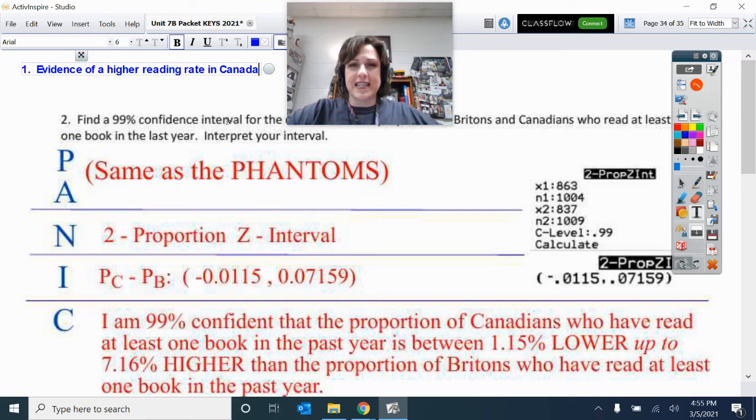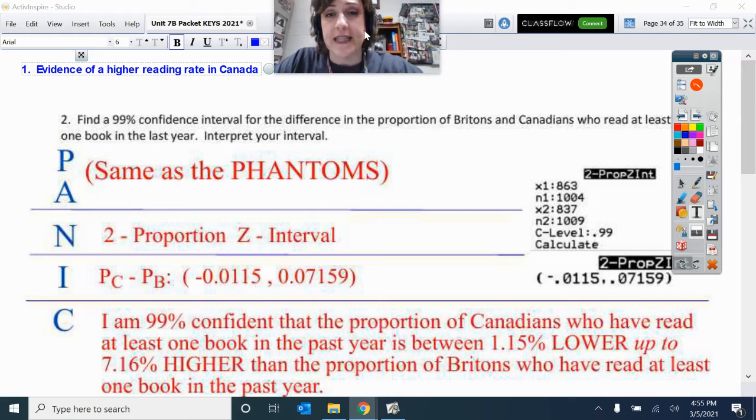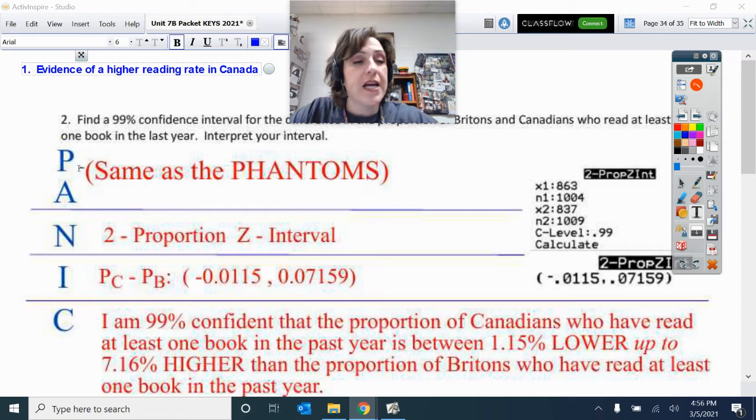Okay, it's kind of interesting to think about why that happened. So here it says find a 99% confidence interval. So let's see what that difference is for the difference in the proportion of Britons and Canadians who have read at least one book in the past year. My parameter and assumptions are the same as the previous page, so I'm not going to do those again.